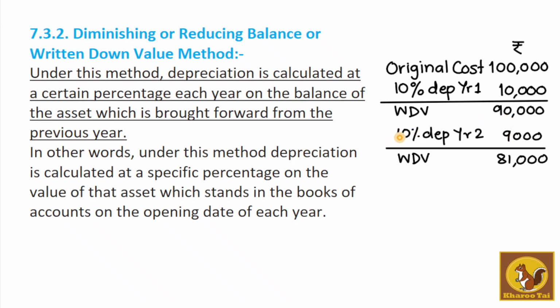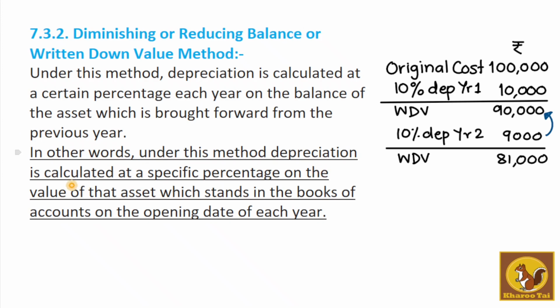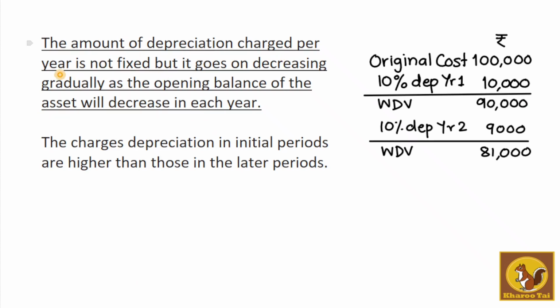So we are calculating depreciation on written down value, that is the closing balance of last year and the opening balance of this year. In other words, under this method, depreciation is calculated at a specific percentage on the value of the asset which stands in the books of accounts on the opening date of each year. So this is the opening balance of each year. This year we are going to charge 10% on this. In the third year we'll charge depreciation on this amount, the opening balance. The amount of depreciation charged per year is not fixed, but goes on decreasing gradually as the opening balance of the asset decreases each year.